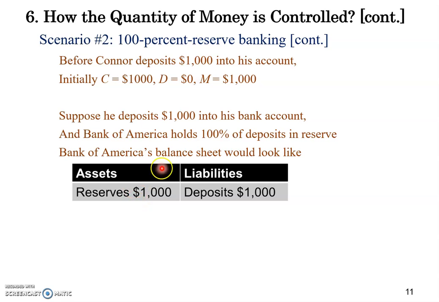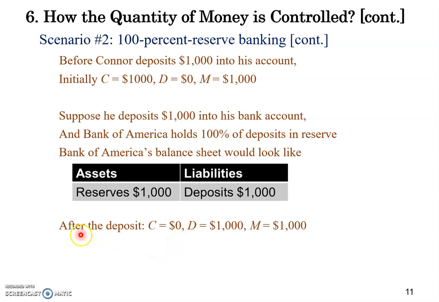On the left-hand side, it's assets, and that is the $1,000 reserves. Physically these $1,000 are kept in the BOA office. That's BOA's assets. But at the same time, BOA owes Connor $1,000. So that's liabilities for the bank. And below the liability, we put the $1,000 deposit here.